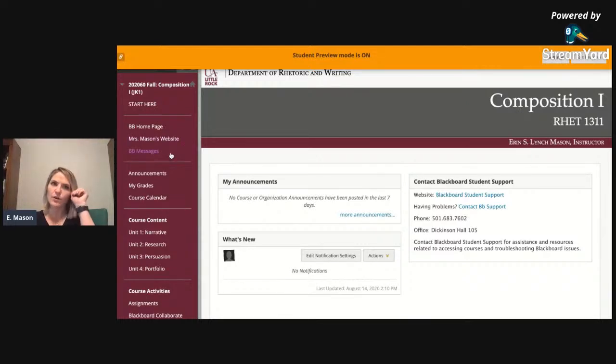Blackboard messages. Those are internal emails for Blackboard. So you can email me through there, which is what I prefer, just to keep it all in one place. You can also email the class, email your peers, etc.